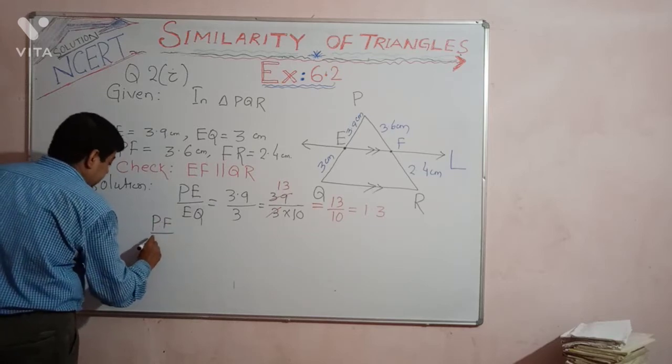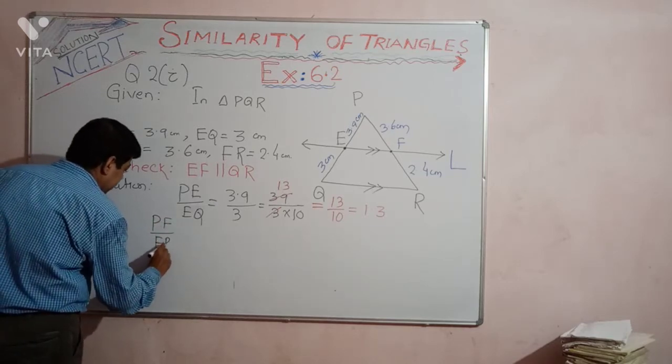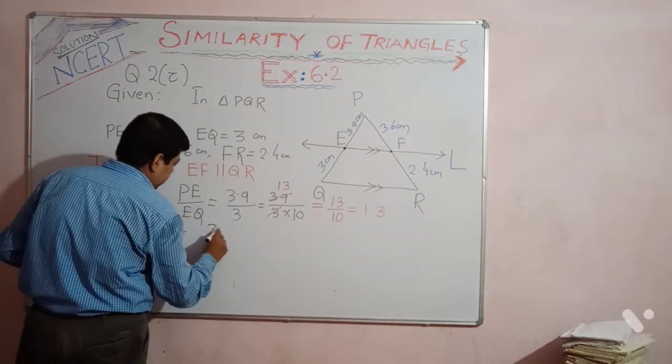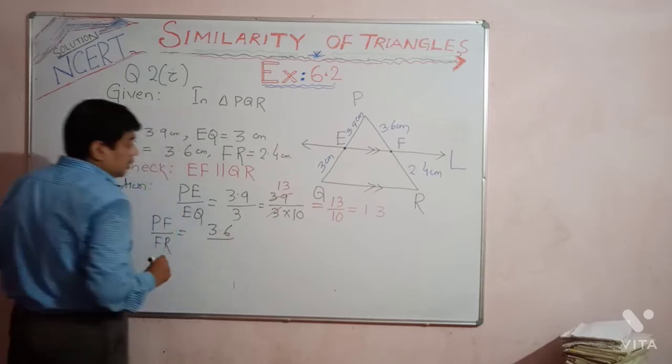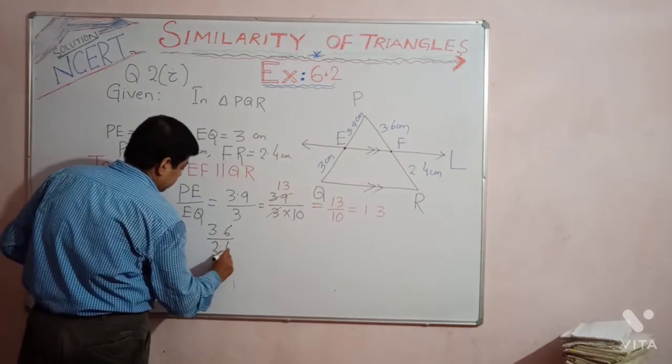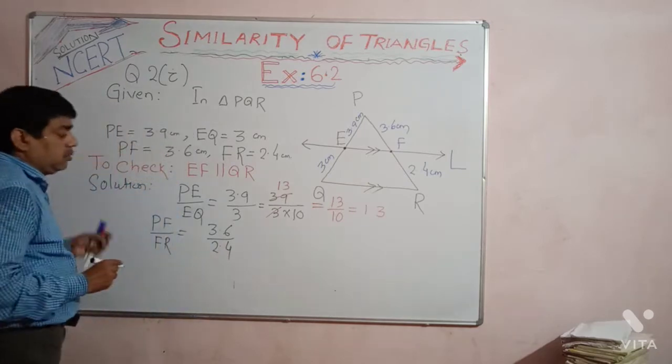divided by FR. PF divided by FR. What is the length of PF given? It is given 3.6 centimeter, so the unit will be cancelled. FR is equal to 2.4 centimeter, so the unit will be cancelled.